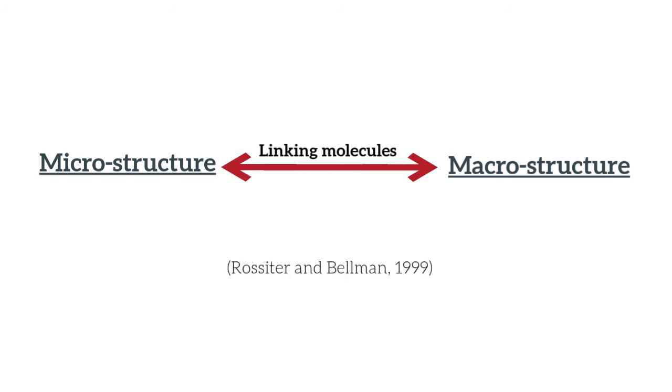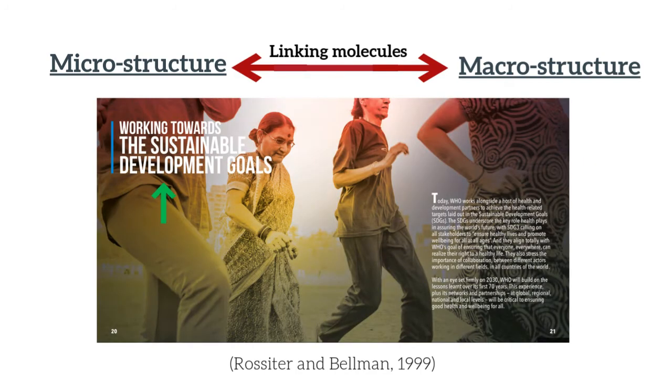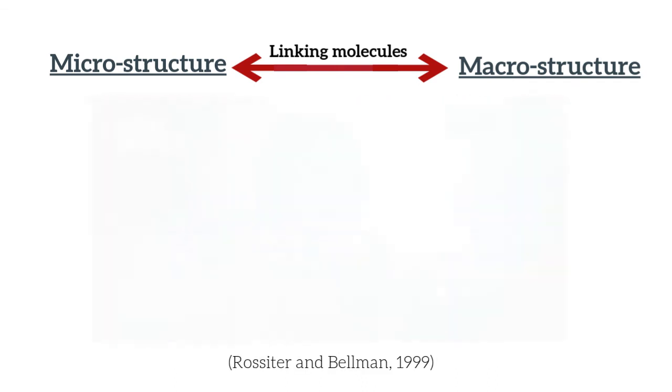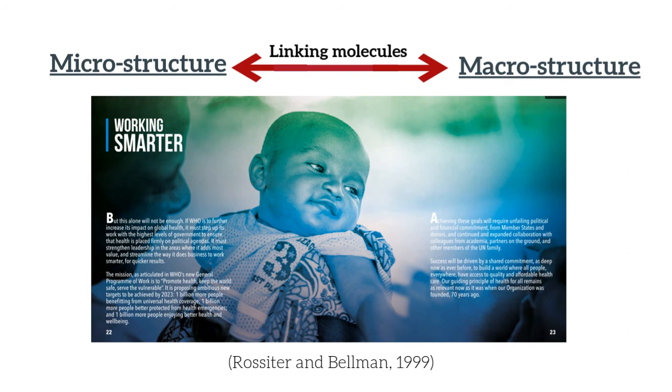Microstructure and macrostructure are interrelated, and the linking molecules between them affect the way a reader receives the content. For example, links between the heading "Working Towards the Sustainable Development Goals" in conjunction with the image of people running in uniform emphasizes that the World Health Organization has direction and purpose. On the contrary, the lack of synergy between the heading "Working Smarter" and the backdrop of a baby reduces coherency between the textual elements, thus reducing readability and usability.